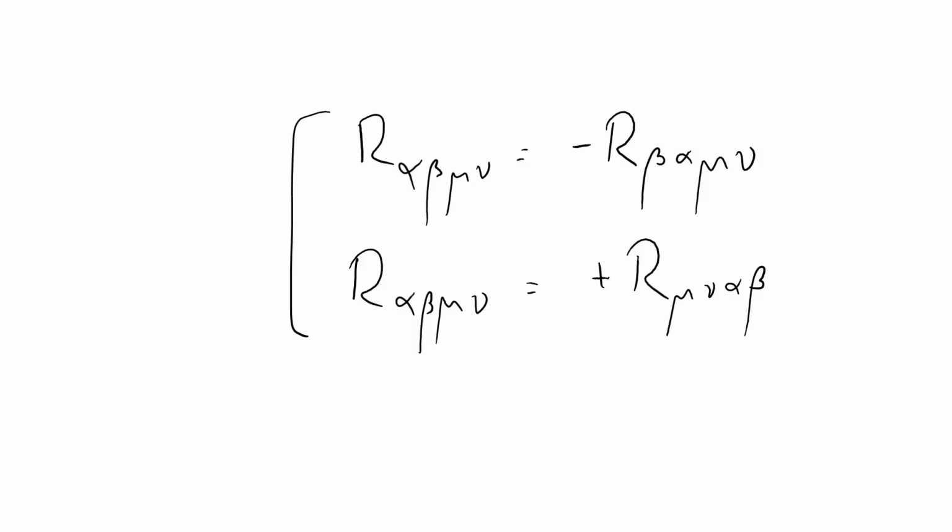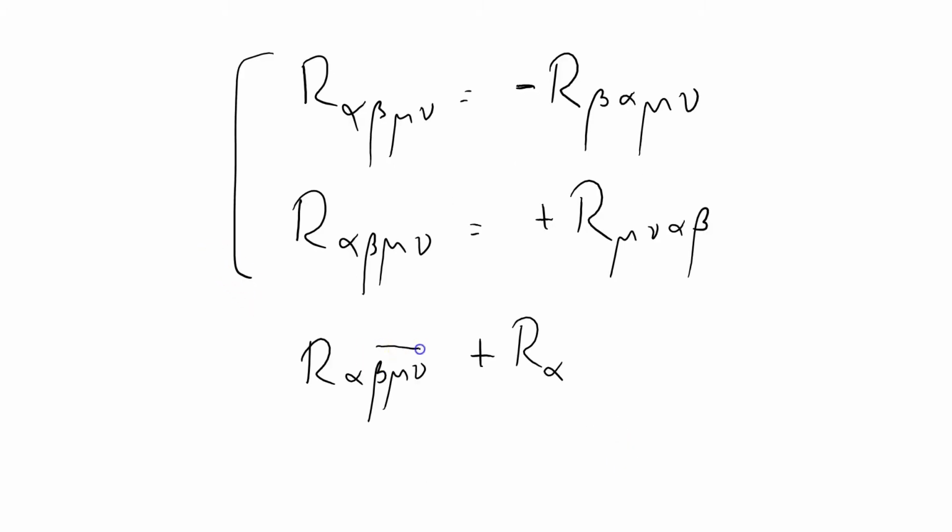General relativity, step by step. We've got these two nice symmetry conditions here. Actually, this is an anti-symmetry condition. And there's a third one as well, which is written like this: R alpha beta mu nu plus R, and then the alpha stays where it is, and I permute these three indices cyclically.